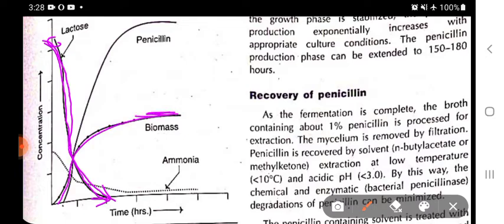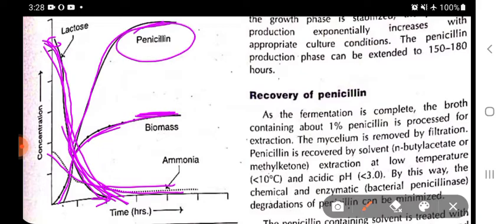It goes to its stationary phase, as I said in your previous class, the stationary stage of the microbes. The concentration of ammonia also gets depleted due to utilization of ammonia by the microorganism. So after a considerable period of time, after utilization of energy, carbon and ammonia, you see a high production of penicillin achieved.